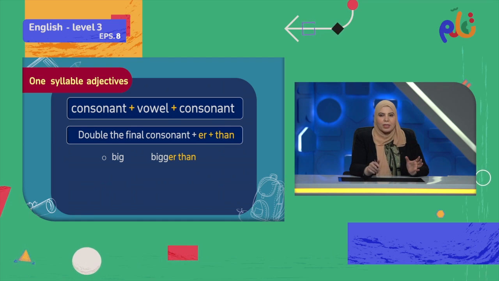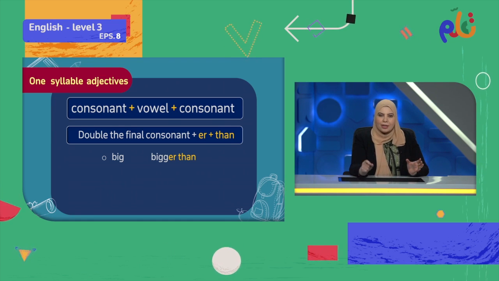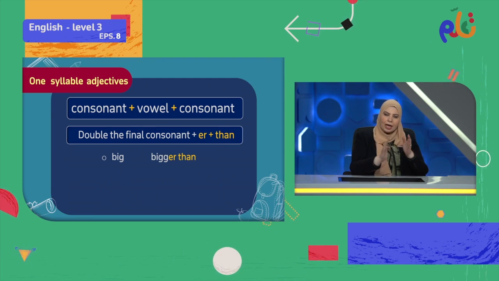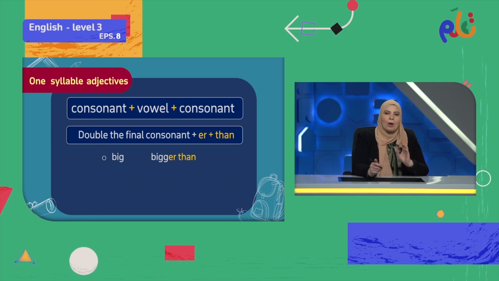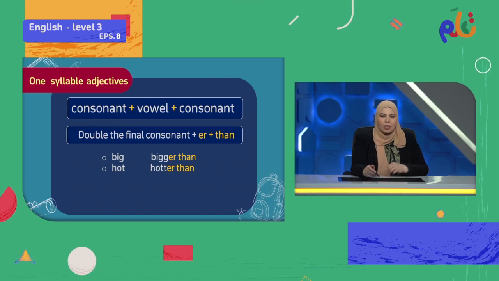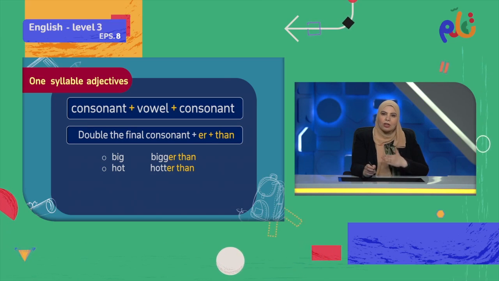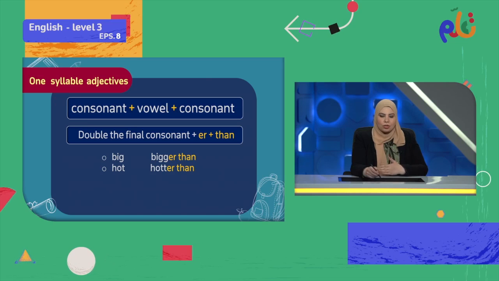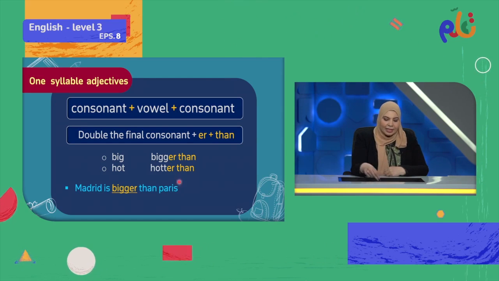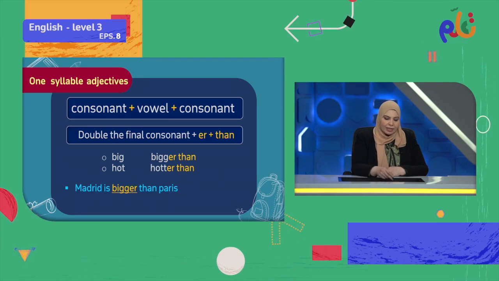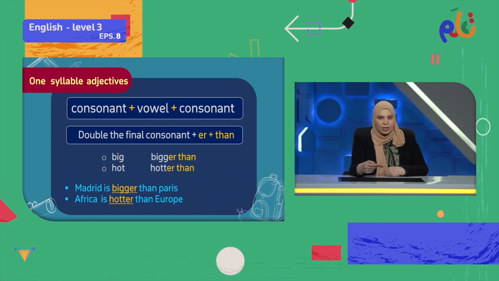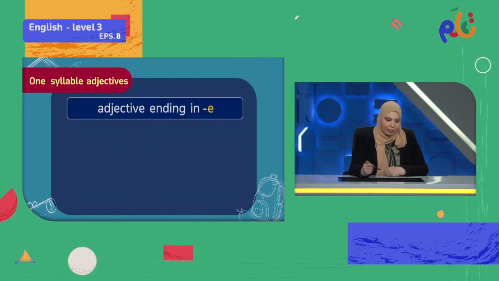So Egypt is bigger than Oman. We added ER but we duplicated the G. Hot, hotter. Cairo is hotter than Alex. So we added double T. Madrid is bigger than Paris. We added ER. Africa is hotter than Europe, like the examples.